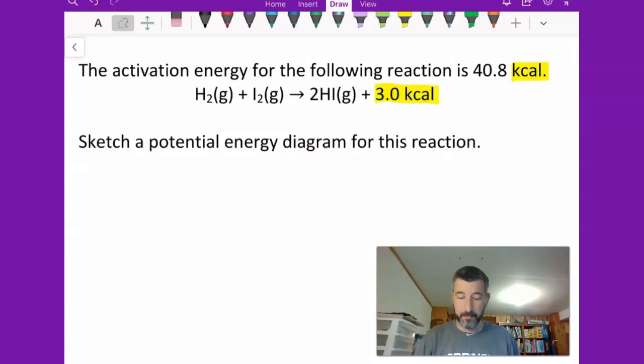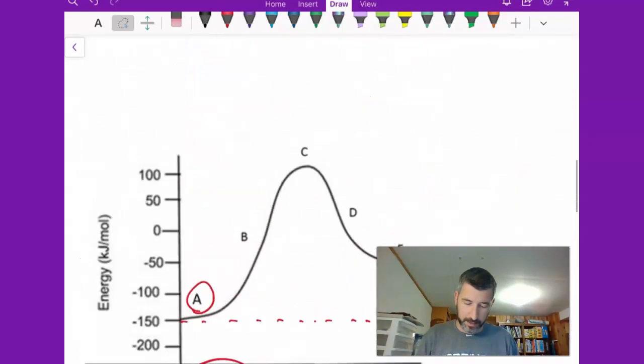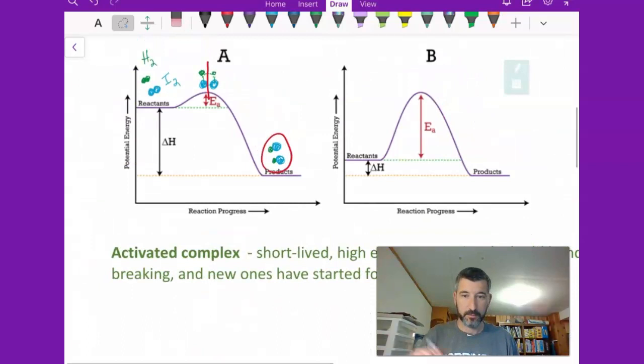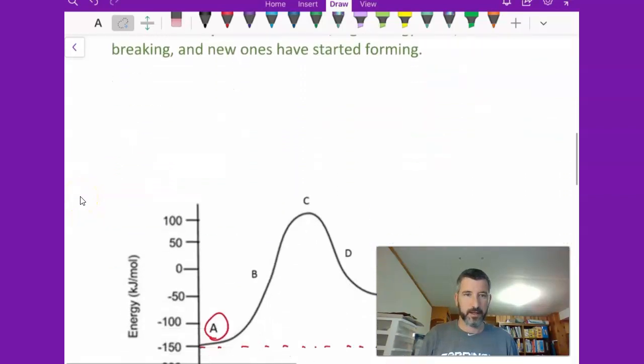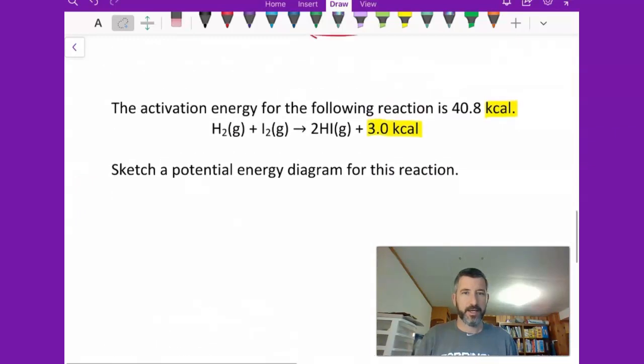And by the way, this reaction is the same one that I was using as an example up above, but don't let that sway your potential energy diagram. Just because I used that reaction up here does not mean that your potential energy diagram should exactly resemble this one. Okay, so just wanted to clarify that. You would need to draw a potential energy diagram that makes sense based on the information that you see right there.